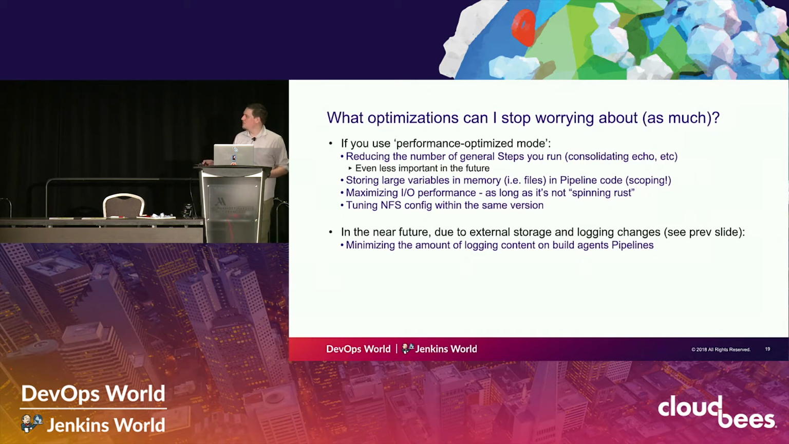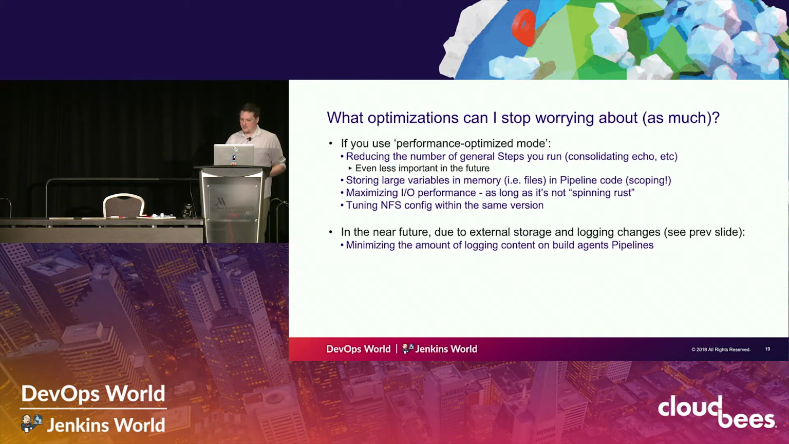Also, you don't really need to do as much I/O tuning or NFS config tuning. Just don't use spinning rust. That's what the dinosaurs were probably using. It's slow. Just use flash. It doesn't need to be super fast flash, but use something that's solid state storage.